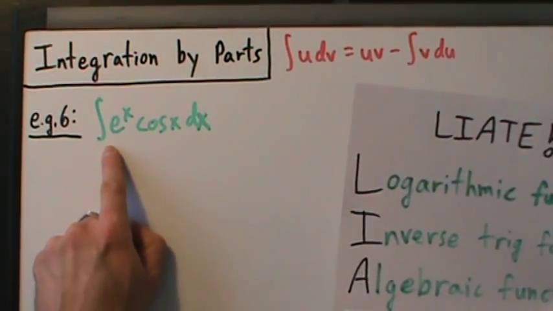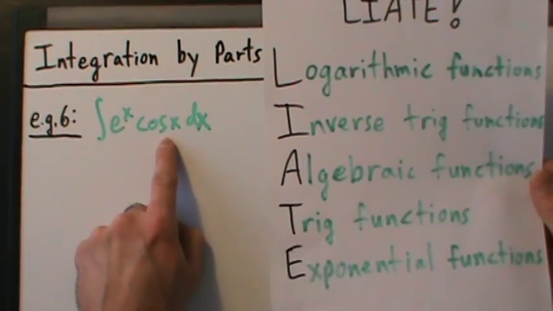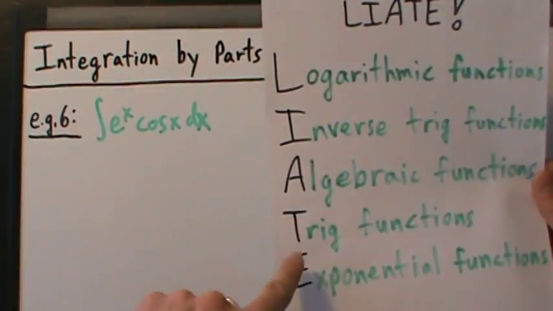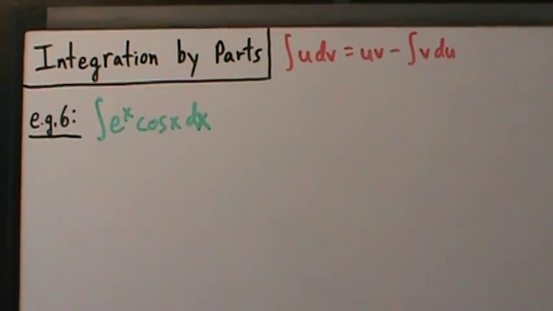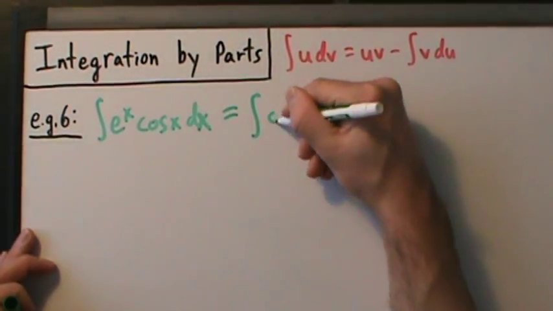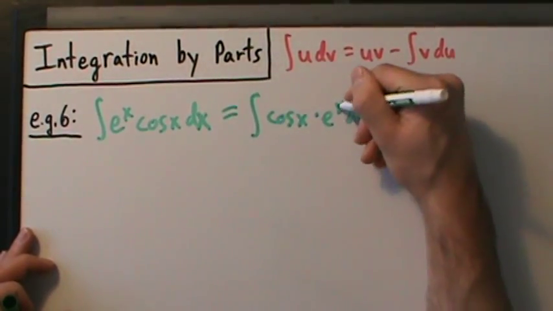Okay, so e to the x, that's an exponential function. Cosine of x is a trig function. Trig functions appear higher on the list. So if we go down from top to bottom, we're going to hit those first. So we let u be the trig function. Okay, so what I'm going to do first then is totally unnecessary, but not a bad idea for the sake of the video, I guess.